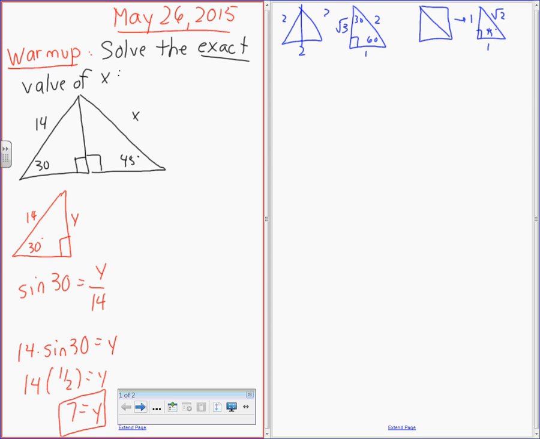Now, I advise you against using a calculator though, because we need an exact value. This worked out beautifully with 7, so it's not a big deal, right? But I want you to be able to do it like this. Good question here. Using this little mini triangle at the top here, sine is opposite over hypotenuse, right? So sine 30 is just 1 over 2.